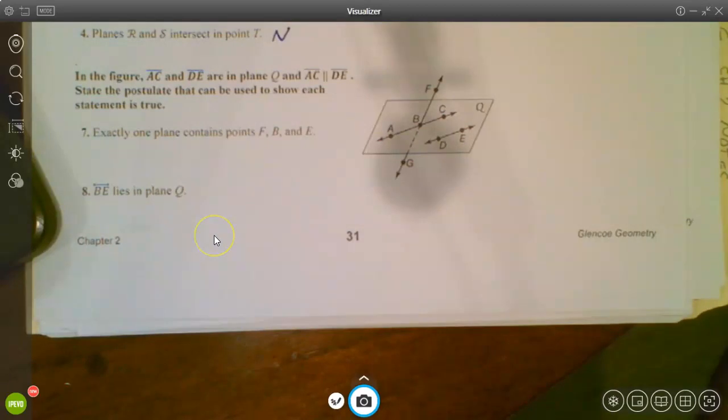So when we do these, I want you to state what the postulate says, because I want you to understand what the postulate says. No, we're not trying to memorize postulate numbers. Those are going to be meaningless to you. So we want to know what the actual postulate says.